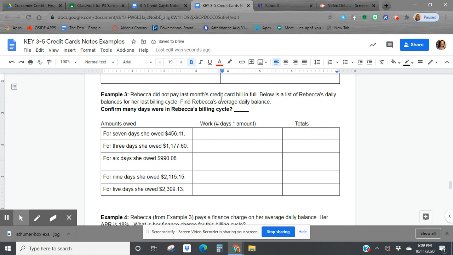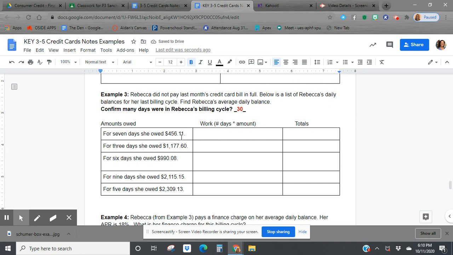Rebecca did not pay last month's credit card bill in full. Below is a list of Rebecca's daily balances for her last billing cycle. Find Rebecca's average daily balance. So before we get started on this chart, we're going to need to know how many days were in Rebecca's billing cycle. So 7 plus 3 is 10, 10 plus 6 is 16, 16 plus 9 is 25, 25 plus 5 is 30. So make sure you count that. Sometimes there's 30 or 31 days in the billing cycle. We're going to need that to take the average.